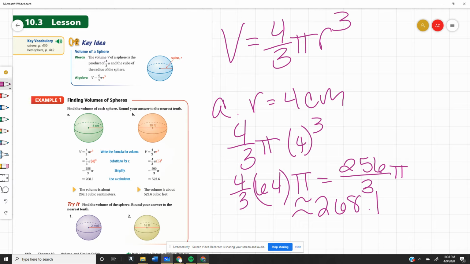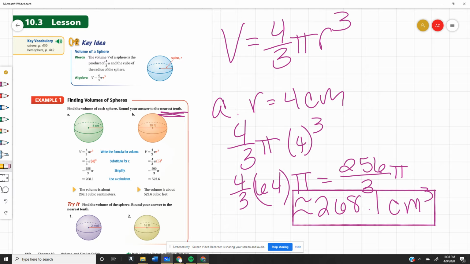Sorry, guys. So that's approximate because it's actually 268.08. We're going to round it to the nearest tenth, as it tells us to do right here. So it's approximately 268.1 cubic centimeters. Remember that we did this to the third power, so it's centimeters cubed. Okay? Let's look at B.